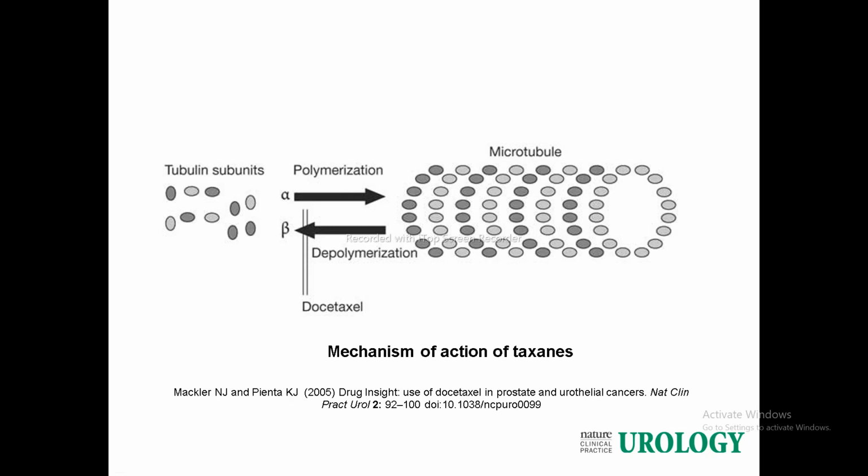So over here the mechanism of action of the taxanes is given by a diagrammatic view. These taxanes bind to the beta subunit of the tubulin, and thereby they promote the polymerization process. And if they promote the polymerization process, then the microtubule chain gets elongated. The microtubule chain which is formed is useless, so the cell will die.